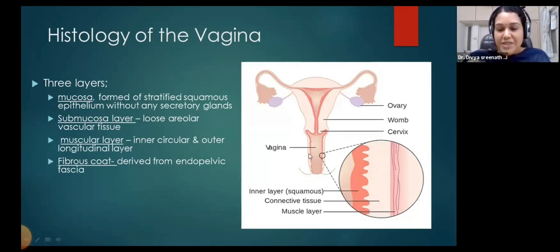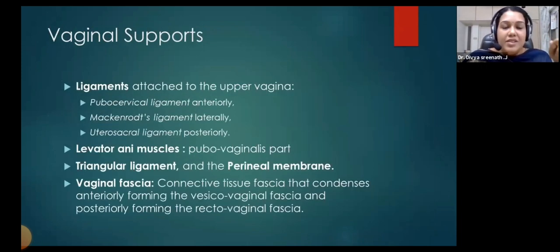This vagina is a very stretchable structure because it facilitates normal delivery, so it has to stretch. It's an organ of copulation, and also a track to pass the menstrual bleeding, and it is a fibrous, stretching type of structure. The supports of the vagina we will discuss along with the supports of the uterus. Then it will be easy to understand the prolapse.